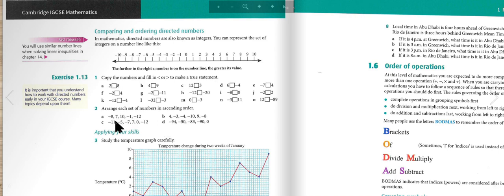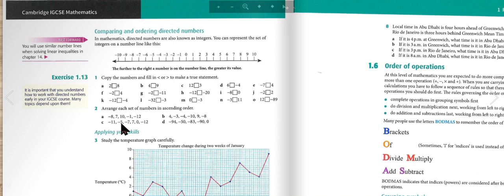So, you found out the answers yet? Okay. So, for A, it is -12, -8, -1, 7, and 10. For B, it is -10, -8, -4, -3, 4, and 9.